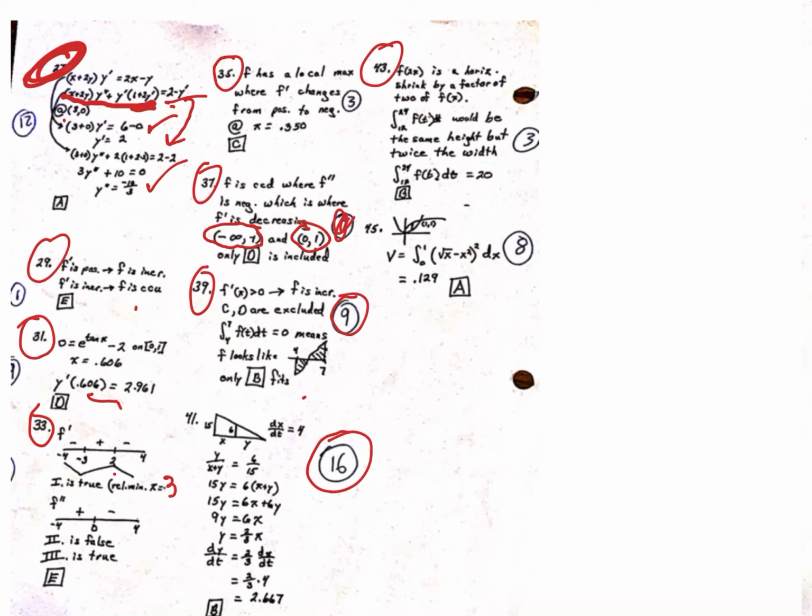Personally, I think that 43 is one of the harder ones for people to understand. You have to kind of remember how functions work and when you manipulate different parts. So what I wrote down is f of 2x is a horizontal shrink by a factor of 2 of f of x. And so the integral from 12 to 24 of f of t would be the same height, but twice the width. And so then the integral from 12 to 24 of f of t dt would be 20 because of that. So hopefully that helps you with it. If you need more on 43, I can write something else up.